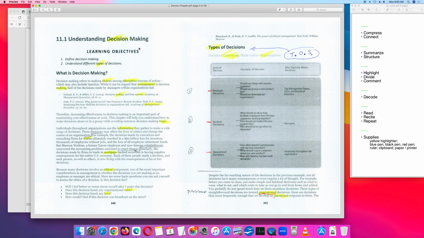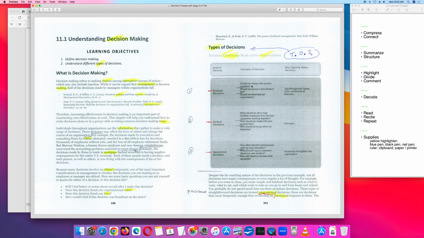Now we're going into types of decision. I put here TOS, types of decision, referring to tactical, operational, and strategic. Whenever you can, try to make things into an abbreviation or an acronym. Strategic decisions are made by the CEO or the board of directors, the management board. Tactical decisions are made by managers. Operational decisions are made by employees or workers actually doing the work.